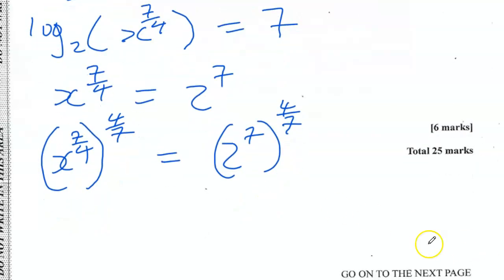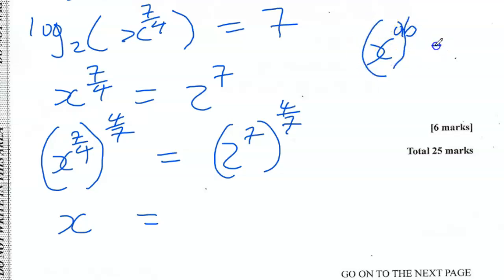Alright, now any value times its reciprocal, you end up with 1. So this is x to the power of 1, 7 over 4 times 4 over 7. And remember this rule in indices, x to the power of a, all to the power of b, is equal to x to the power of ab. So we take the product, simply multiply the two powers. Likewise, 7 times 4 over 7, we end up with 4.